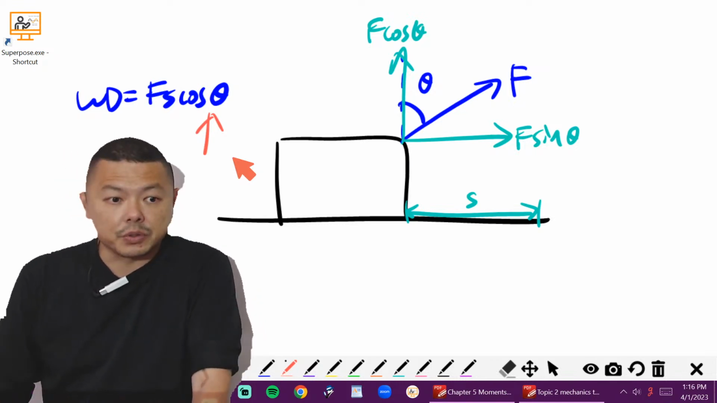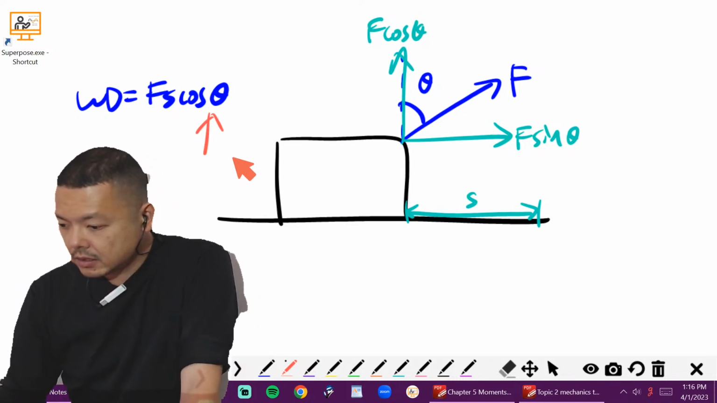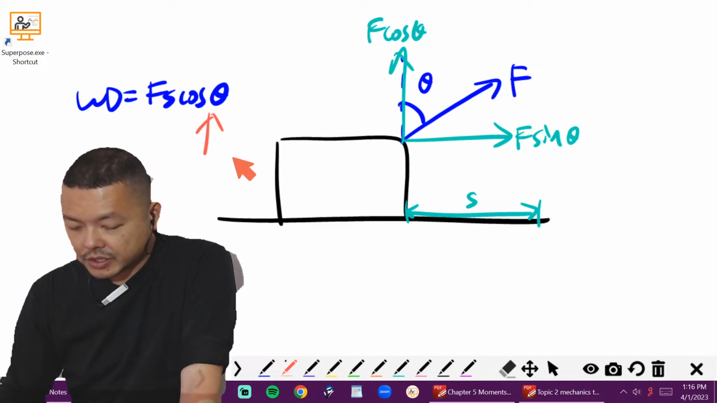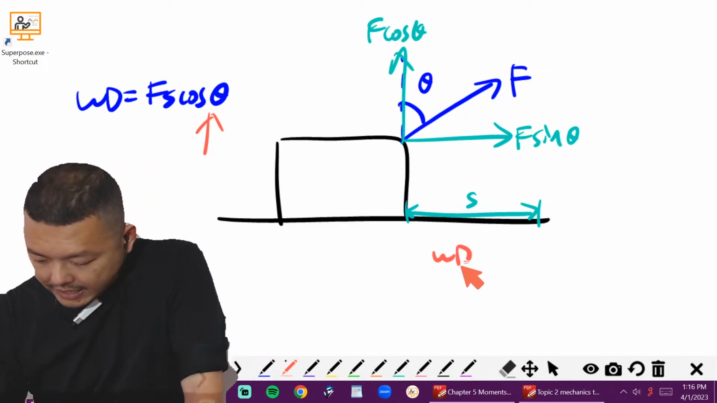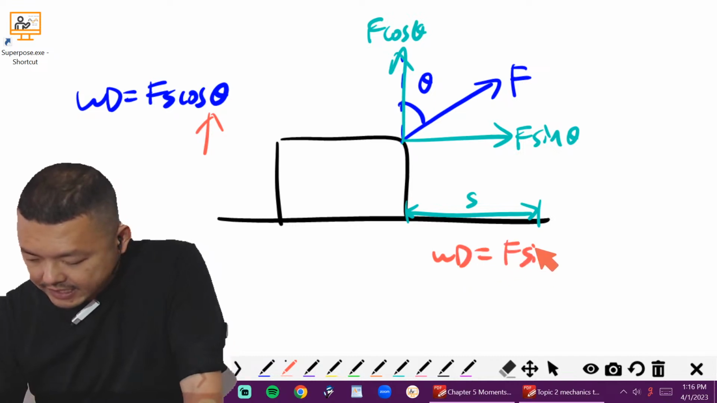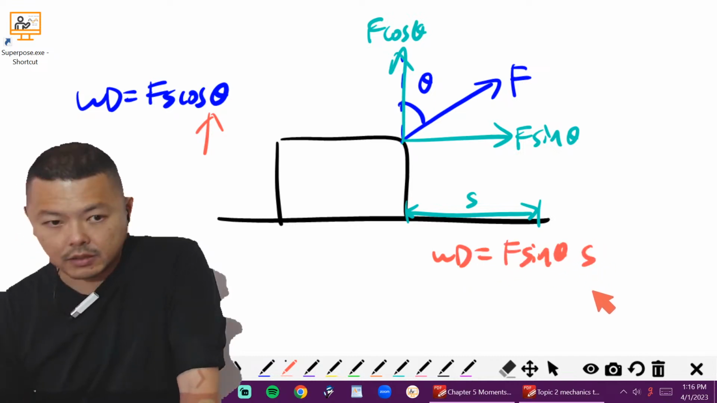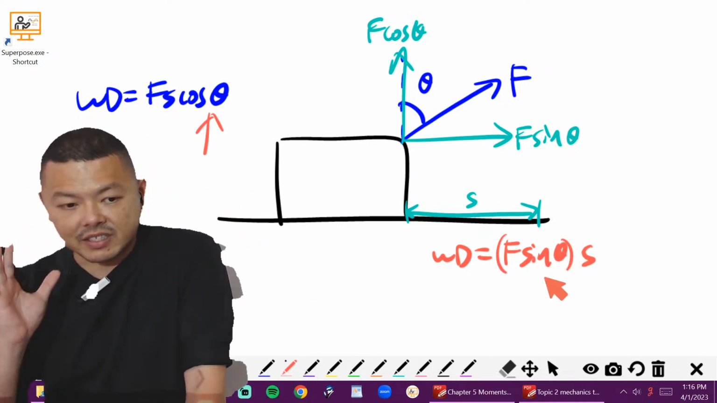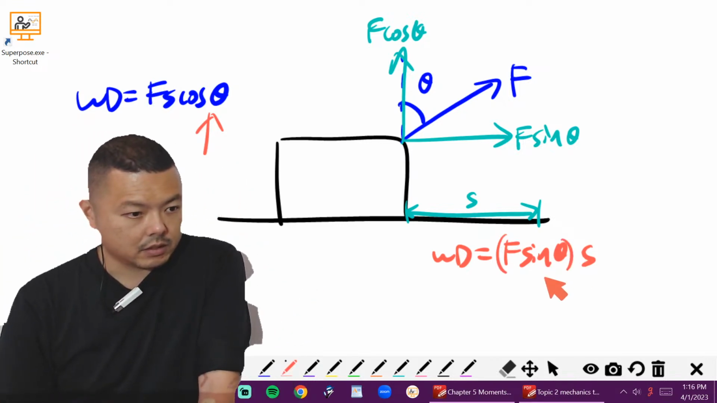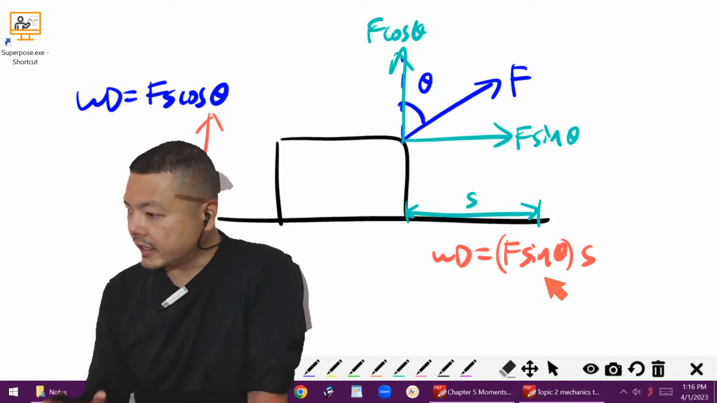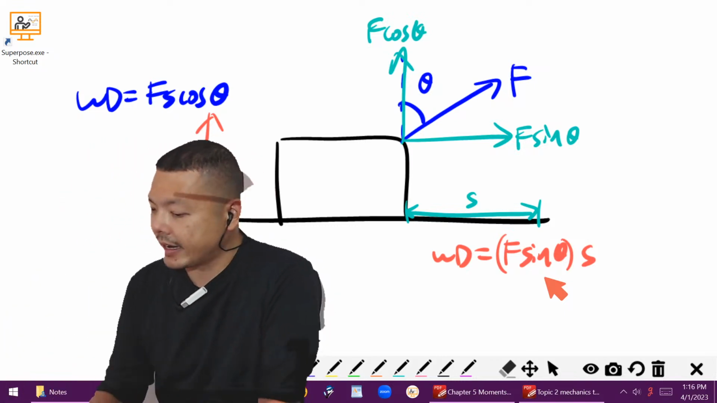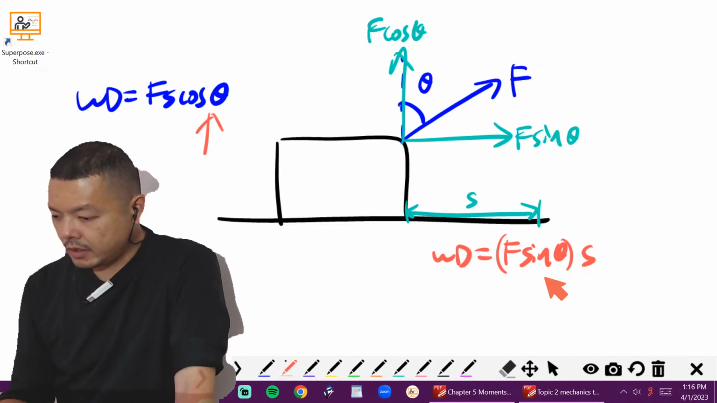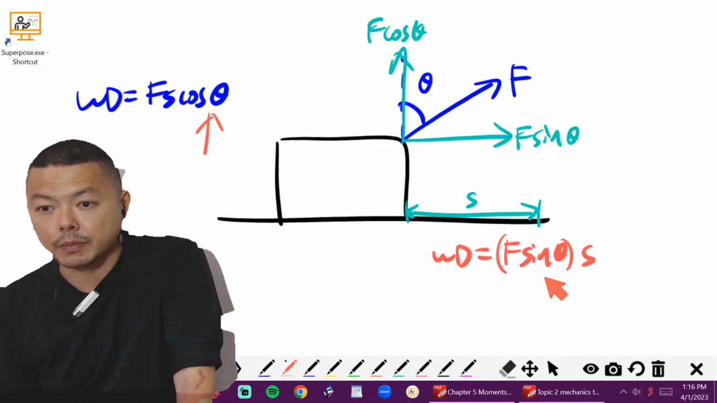Why? Not because you don't know, because you're lazy. You never check. You just assumed. So work done in this case is F sine theta times s. So the data booklet equation is not a consistent thing. The data booklet equation is not always correct. Sometimes you have to flip the equation around.